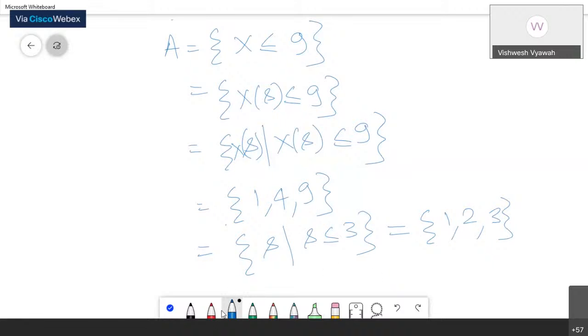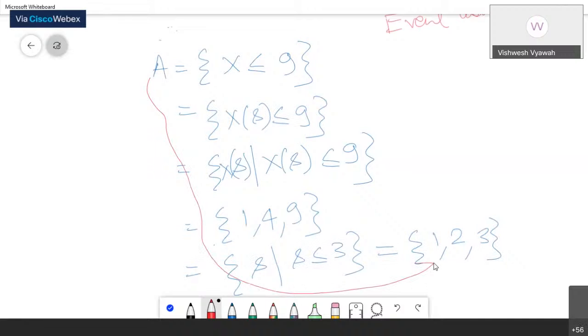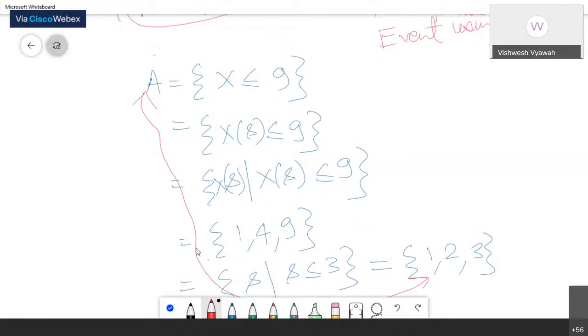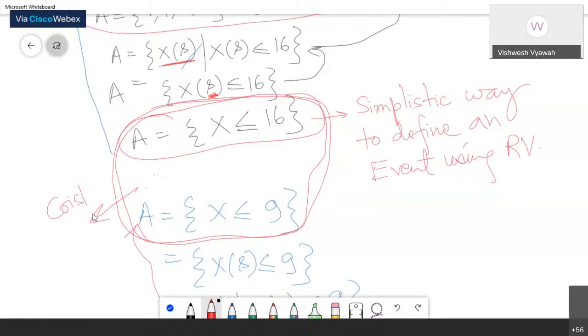So what you should understand is how you define a random variable. Very important. This is how you go from here to here and back like this. So do you agree that by introducing the notion of random variables, defining an event has become very easy and very crisp? Isn't it? So this is how you define these events in terms of this.